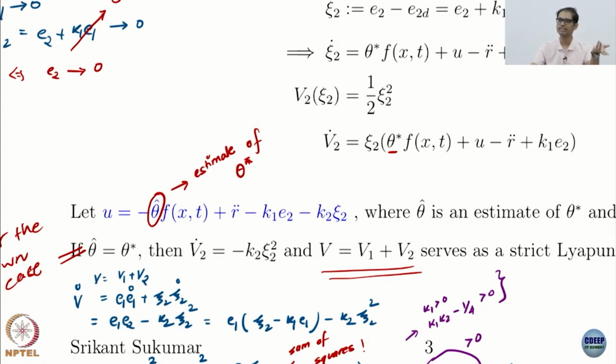What is an estimate? If you've seen Kalman filtering, you have a state estimate, right? You don't have the true state, but you use some sensor data and you feed it into a filter. Probably you don't know what filter you're feeding into, but you feed it into a filter and you get out what is called an estimate of the state. It's not the true state, because you are seeing the world through the sensors. So there's no real concept of true state.